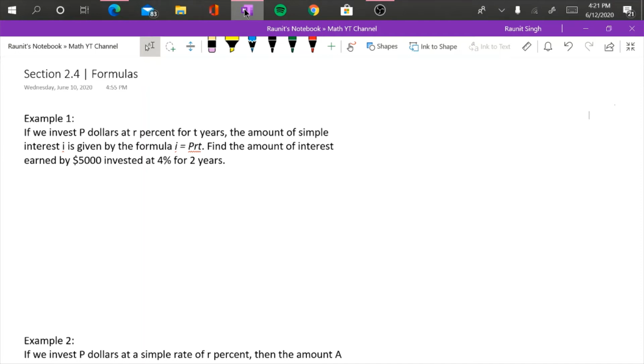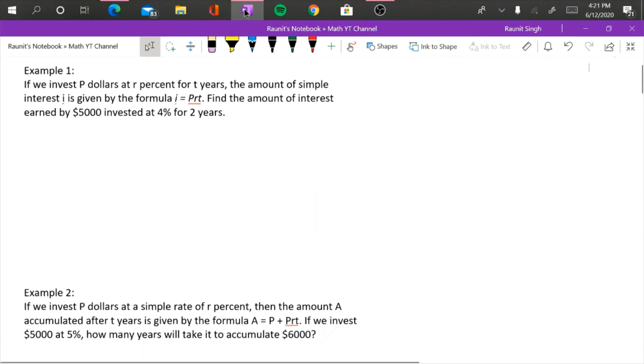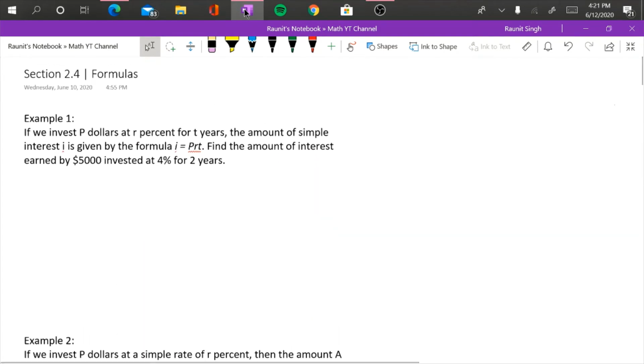So today we're going to be focusing on section 2.4, which is formulas. And we're going to be focusing on the simple interest and just basic formulas that you should know at the end of this chapter. So let's get on with it.